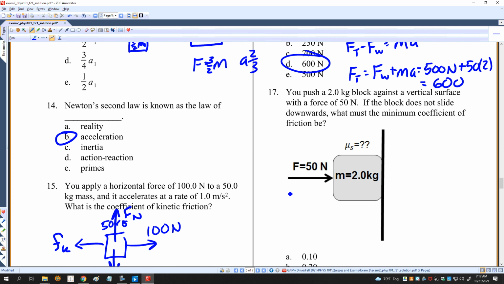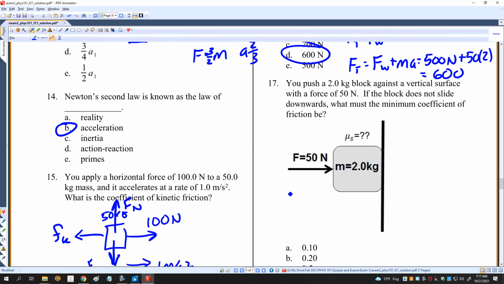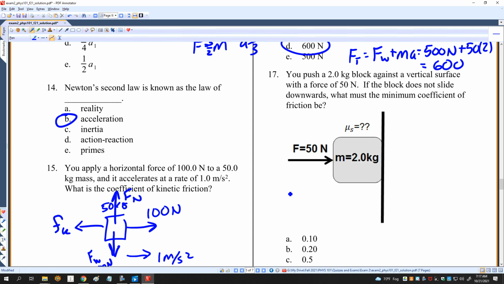Push on a 2 kilogram block against a vertical surface. The block does not slide. What is the minimum coefficient of friction? So I have several forces. I have the weight acting here. I have this force that I'm pushing in. I also have a static frictional force, and then I have a normal force, Fn.